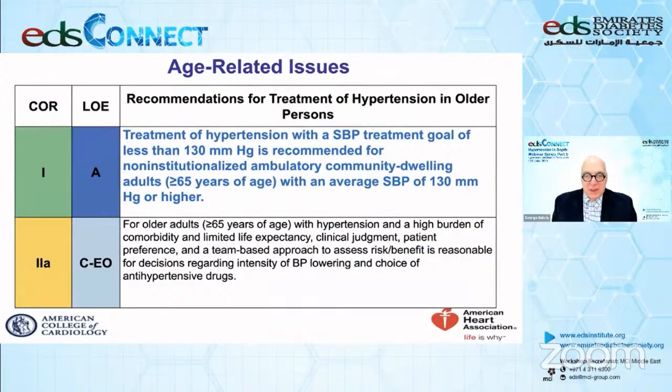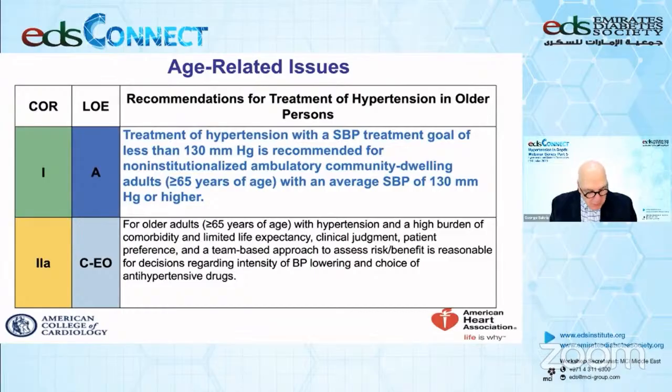Now, what about people that are older? People used to be scared to lower blood pressure in older people. There is no reason to be scared. The evidence is very strong, suggesting that if you can get the blood pressure to 130 over 80 in older people, they will do better. You can't do that in everybody because they don't tolerate it. But if you can tolerate it, they will reap the benefits. So clearly, you need to try, especially in older people, to get the blood pressure down to 130 over 80.